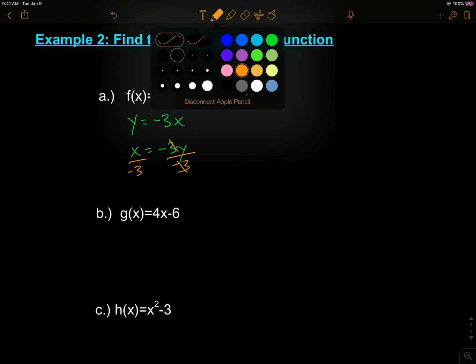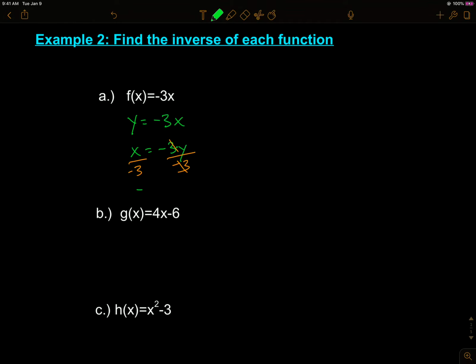And I get negative x over 3 equals y. So I'm going to rewrite that up here as y equals negative x over 3. I know we're dividing by negative 3 here, but I'm just going to put that negative out in front of the division. Then we rewrite it in function notation.